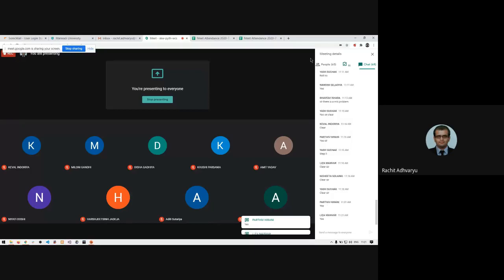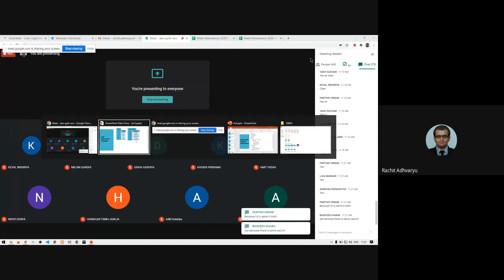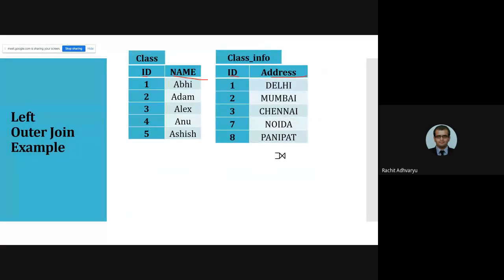Can we perform a join operation? Yes or no? And why? What is the reason we can perform a join operation? Anyone? Yes, because we have the column ID common in both the tables, right?